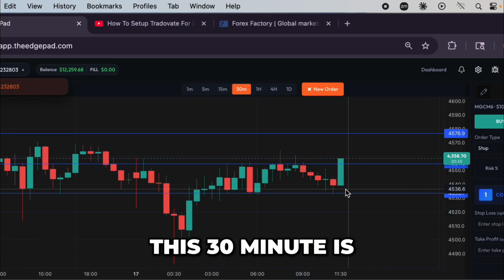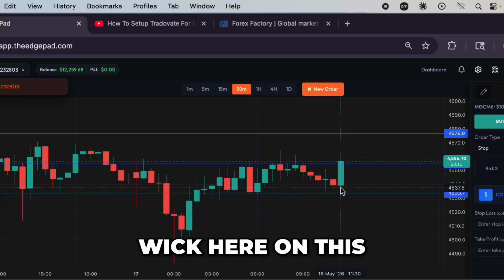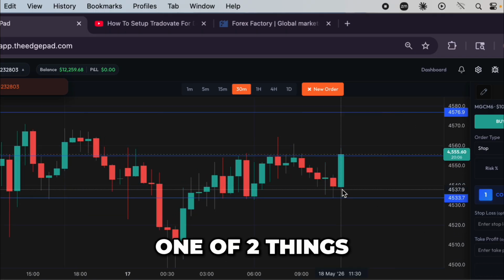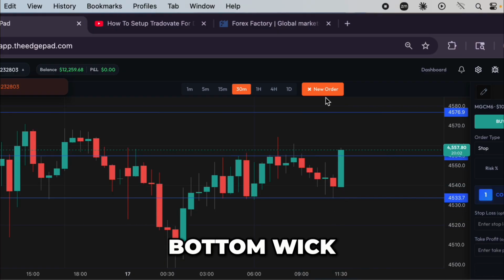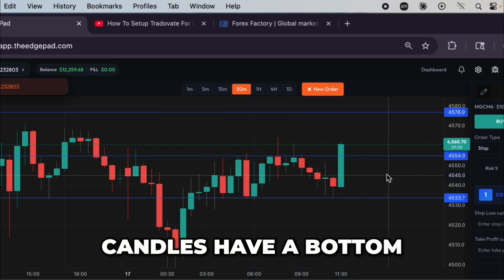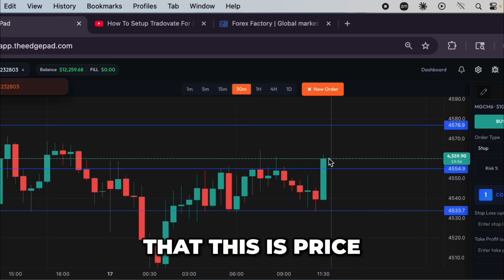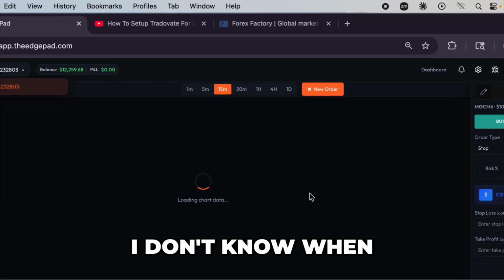Now, this 30-minute is closing bullish. It has no bottom wick here on this 30 minutes. So one of two things. Price is so bullish that it didn't have a chance to create a bottom wick. But as you can see, 80-ish% of all candles have a bottom and a top wick. So this is price just doing something weird, and I'm just not going to play this. I don't know when to get in on this.